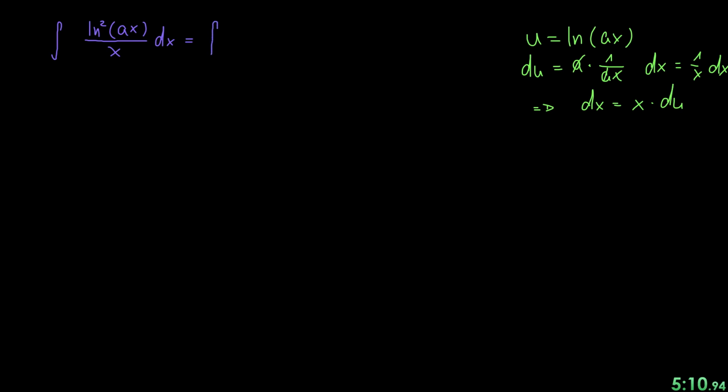We get the integral of u² over x times x du. And as I can see, the x just cancels out. So the only thing I have to solve is the integral of u² du, and this is rather easy. It's just 1 over 3 times u to the 3rd power.